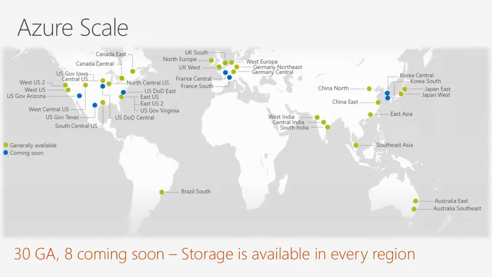Just in terms of scale and locations, where we can be is also part of that scale, so being close to your customers. We have about 30 Azure locations today, 8 more in the process of coming online. And storage is in every one of these regions because storage is a fundamental service in Azure. All the other Azure services are built on top of storage to store their data. And so anywhere there's an Azure region, storage is among the first services deployed there to create a region.